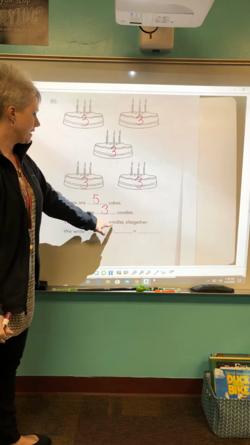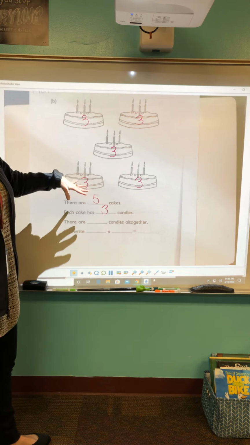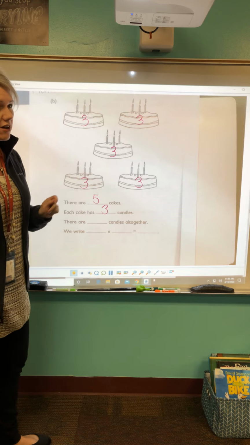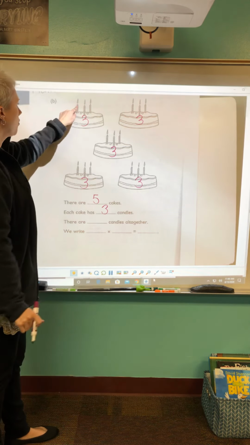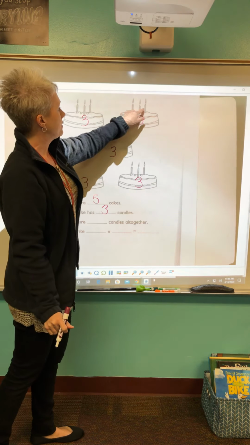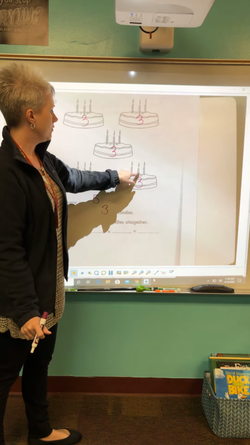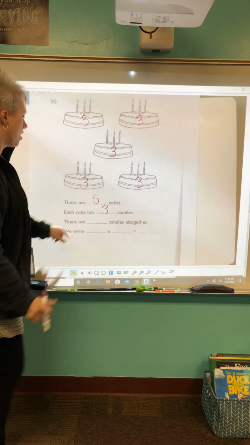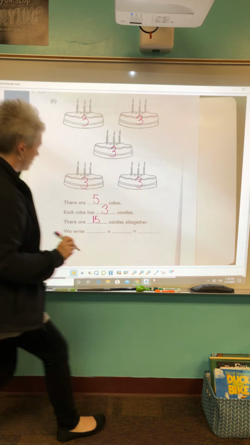There are blank candles all together. So, we can just count all of our candles because we haven't learned how to count by 3s really quickly yet, and you'll get there, but we're not there yet. 1, 2, 3, 4, 5, 6, 7, 8, 9, 10, 11, 12, 13, 14, 15. There are 15 candles all together.